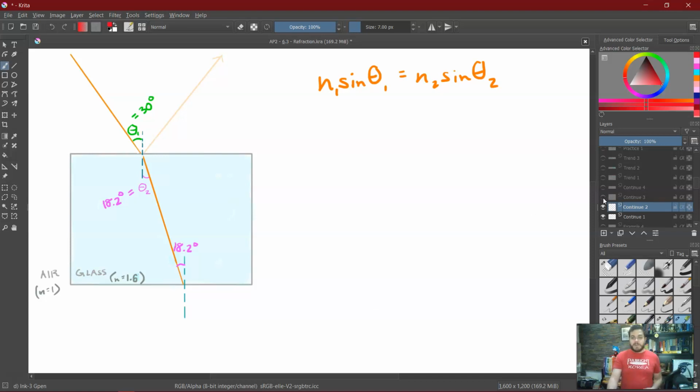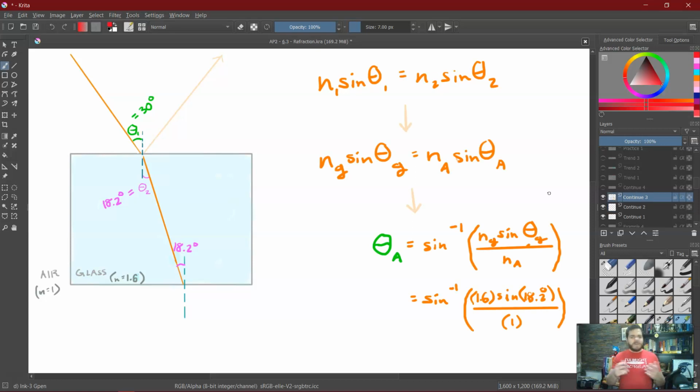I'm once again going to use Snell's law, and I'm basically going to do it in the other direction. I'm solving for theta of the air rather than theta of the glass. So I'm going to have sine to the minus 1 of 1.6 times sine of 18.2 degrees. I put this new angle in, divide by 1, and when I do that, I actually end up with 30 degrees. So the angle that it was traveling in here is the angle it goes out here. But the difference is it doesn't go in a straight line. It's been essentially shifted from one side to the other.